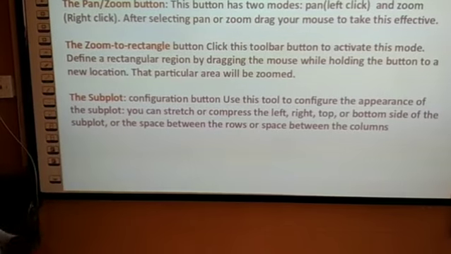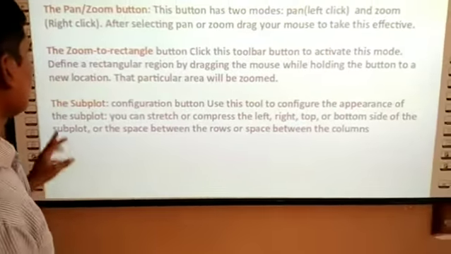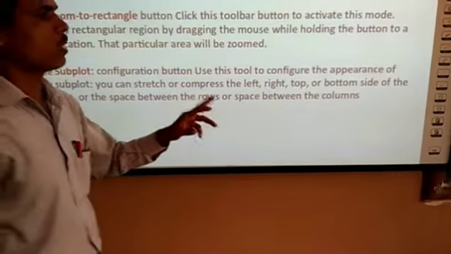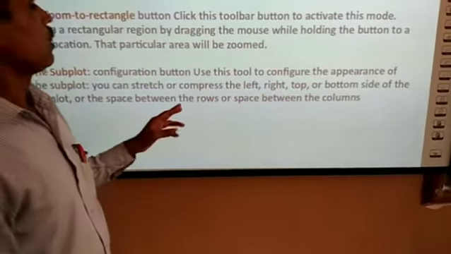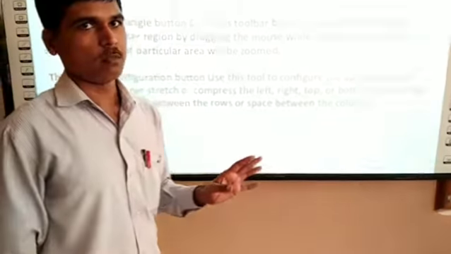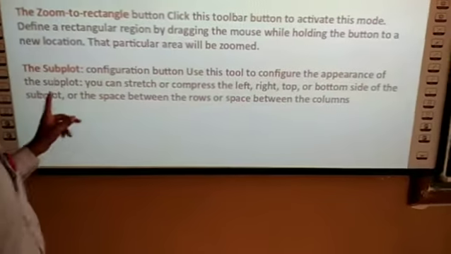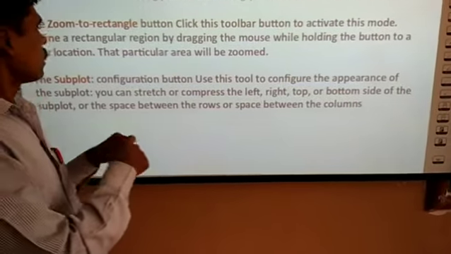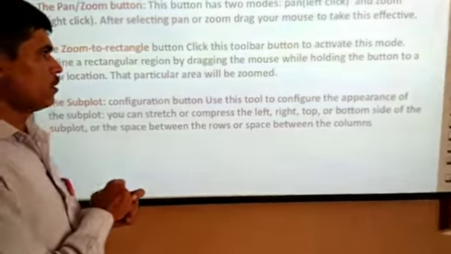Then the subplot configuration button. Use this tool to configure the appearance of a subplot. You can stretch or compress the left, right, top or bottom side of the subplot, or the space between the rows or space between the columns. By using this button, you can configure the appearance of subplots or the drawing area. You can stretch the drawing area or squeeze the drawing area.